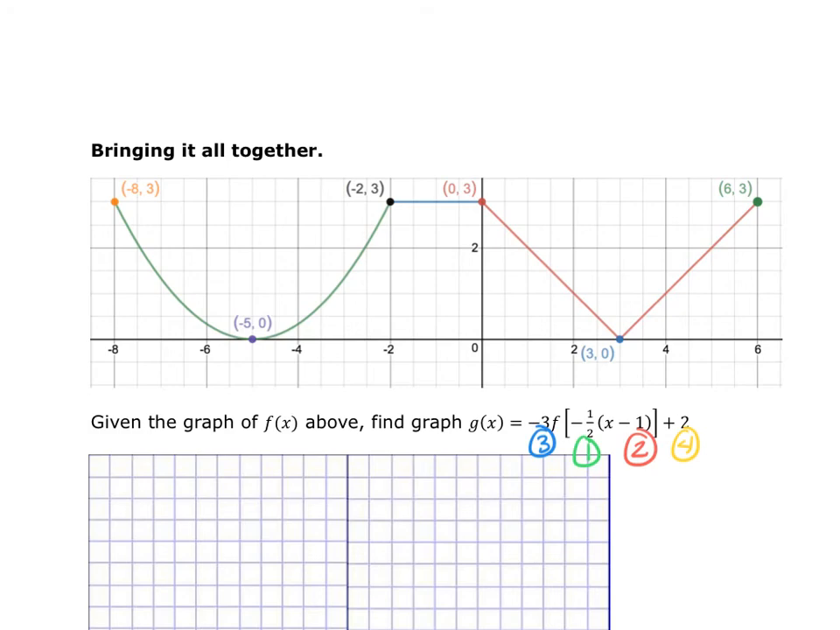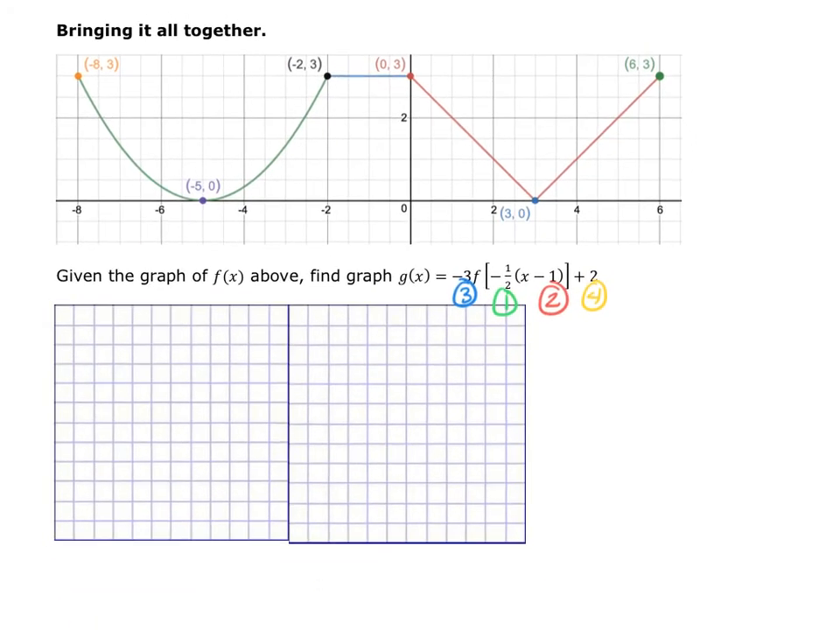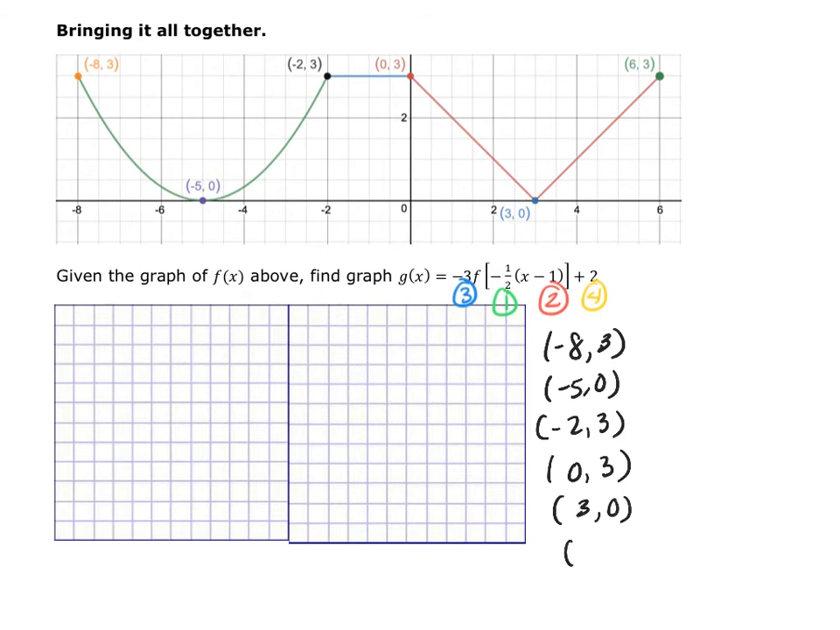So let's just do the first set of points. So the first thing I'm going to do is just write all my points out. Negative 8, 3. I'm going to just go from left to right. Negative 5, 0. Negative 2, 3. 0, 3. 3, 0. And then the last one being 6, 3.